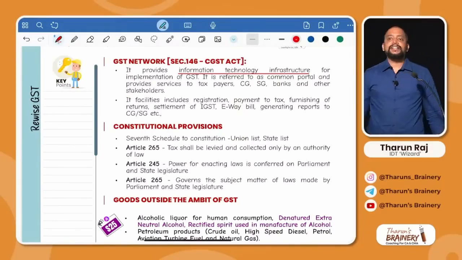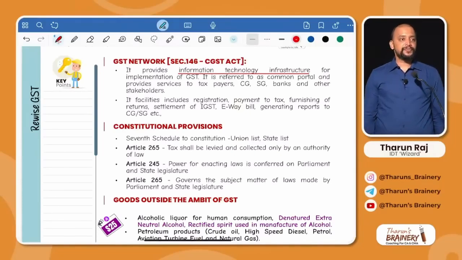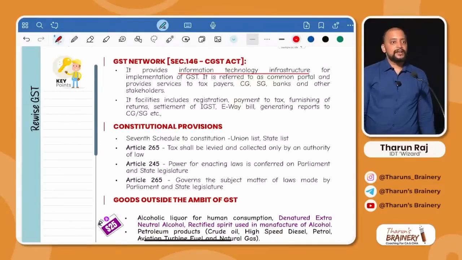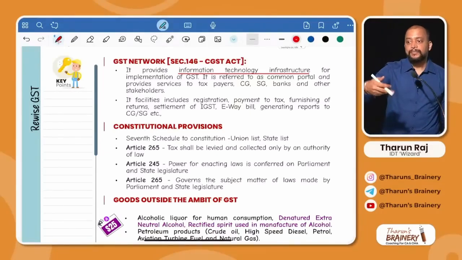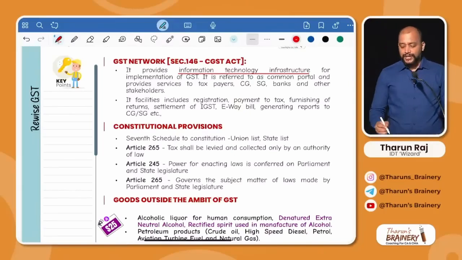And what are the activities that can be done through the GST network? First of all, in GST what do we need to do? We need to register. Before filing return we need to register. So first registration. After registration, we will file returns and pay taxes. That will also be through the portal. So registration, then payment of tax, furnishing of returns.